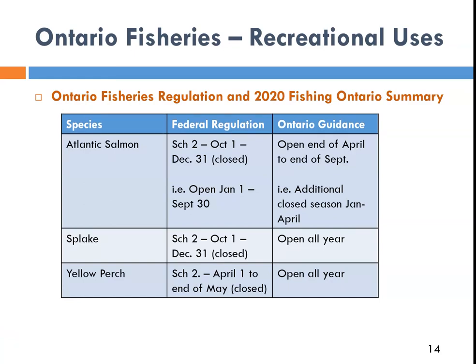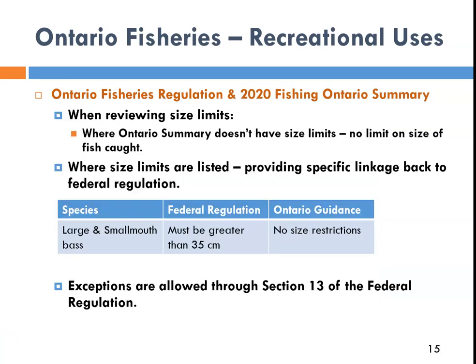To support you in that interpretation, I'm just going to show you another example and give you a little bit of a tip. So when you're reviewing the Ontario summary document, where that document doesn't have a size limit, it means that there are no limits on the size of fish that is caught. Where there are size limits listed, it may be a variation from the federal document, or it may be relisting and providing that linkage back to what the federal requirements are. Okay, so again, this is linked back to that section 13 that we had a look at earlier and some of the authority that are provided to those provincial ministers as part of the variation order.